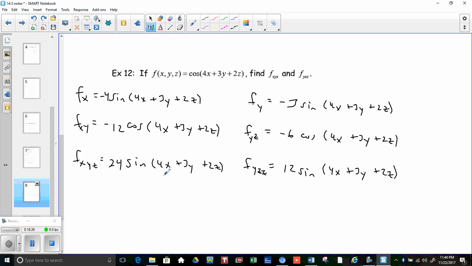And what you should notice is these are not commutative because we did not follow the same order. So none of this stuff should actually equal itself.